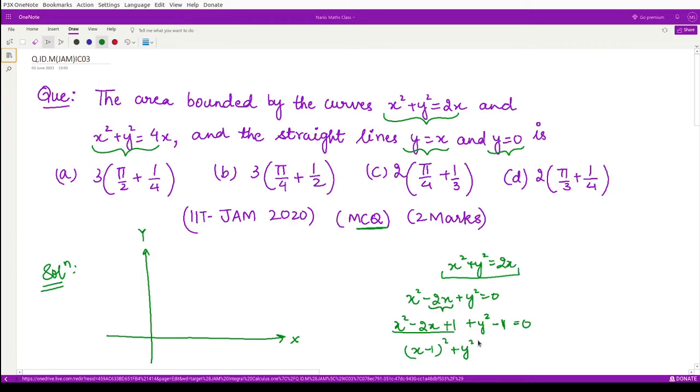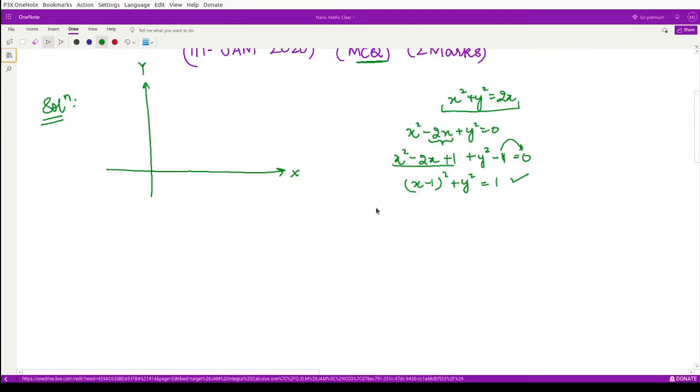We have plus y square and you can shift this minus 1 to the right hand side, so you have this equation. Now this is the equation of the circle where the center is obtained as the point 1, 0, because the general equation of circle is x minus a whole square plus y minus b whole square is equal to r square. So basically it has center as the point a, b and radius as r, right? So in this case we have center as the point 1, 0 and radius equal to plus 1, right?